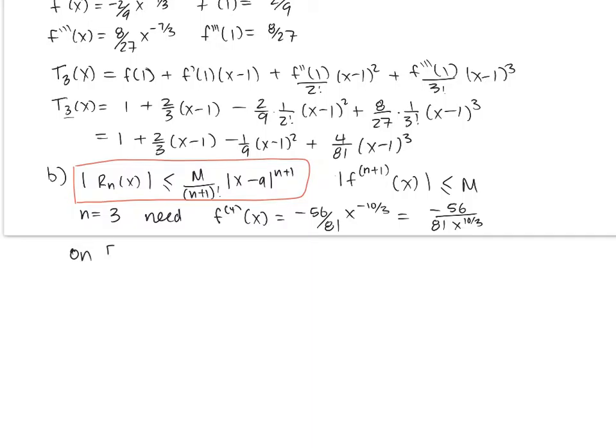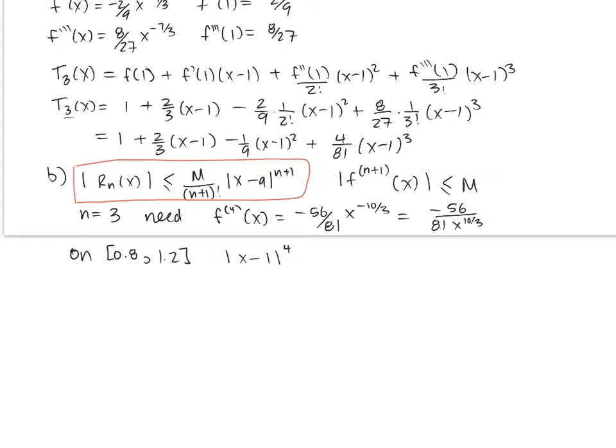So specifically, we care about the interval from 0.8 to 1.2. Question, why? Why is that the interval I'm looking at? Because it told us so. Okay, so you're going to be given an interval to look at. You'll be given some kind of accuracy. On that interval, we're looking at x minus 1 to the 4th.